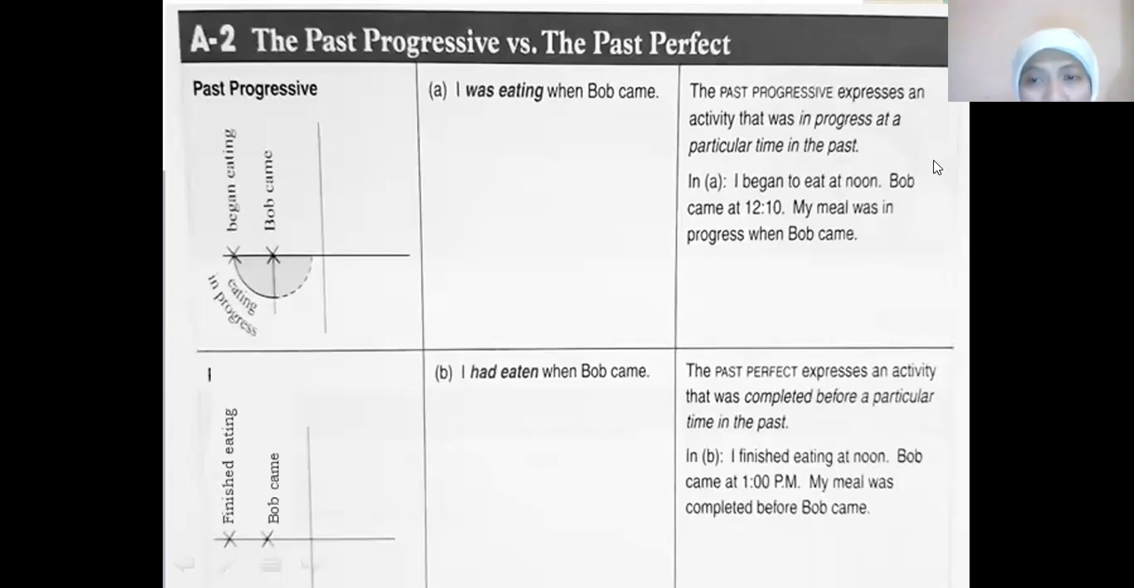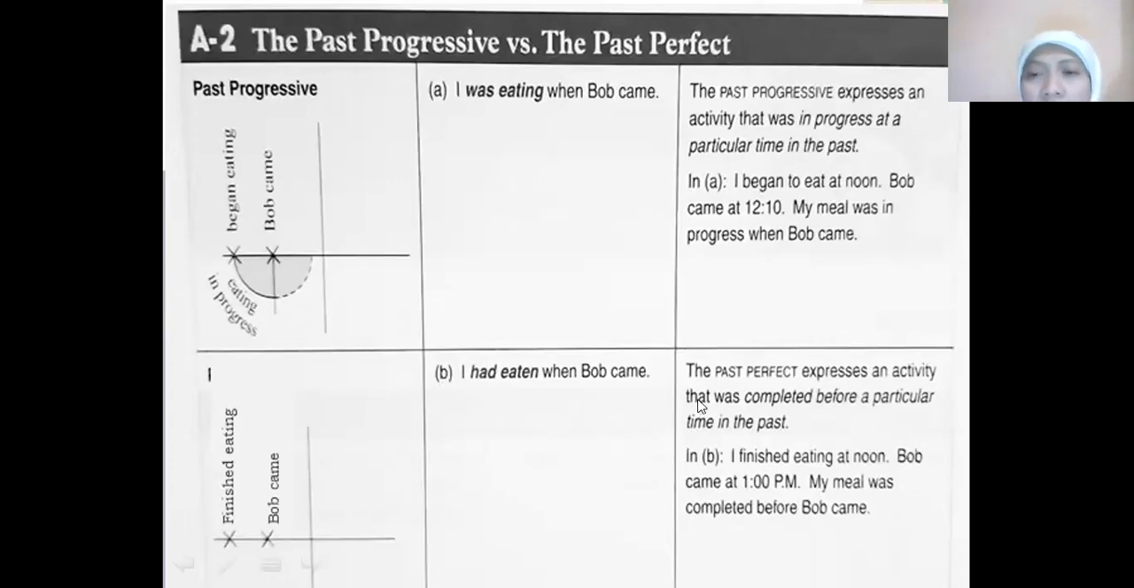In example A, I began to eat at 12 o'clock. Yeah, and then Bob came at 12:10. My meal was in progress when Bob came. Yeah, so I was still eating. The eating was in progress. I was still eating when Bob came.